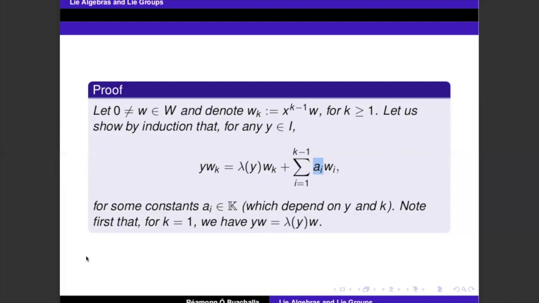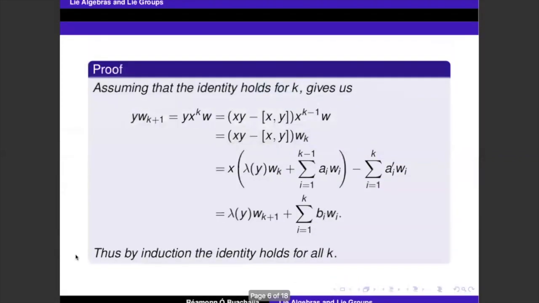So let's do it by induction. Let's try to prove this. Well, let's start off. If we have k is equal to 1, then we know that this is true, because for the first series, W1 is w because this is x to the 0, so it's w. So it lives inside w, so y is going to act on it by lambda. Okay, so easy. That's the first step done. Now let's assume that the identity holds for k and try to show that it holds for k plus 1. So let y operate on w to the k plus 1.